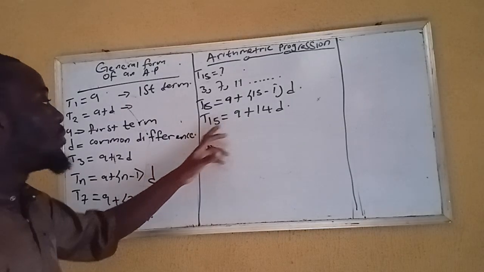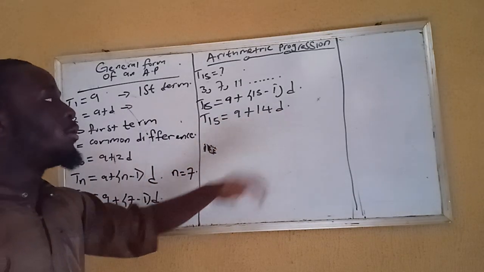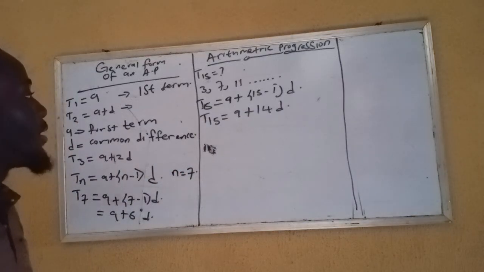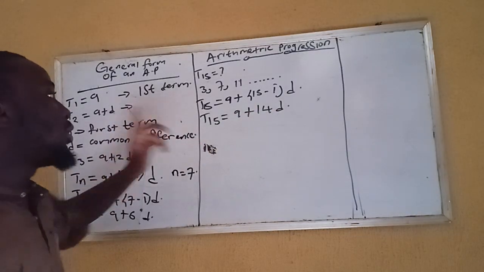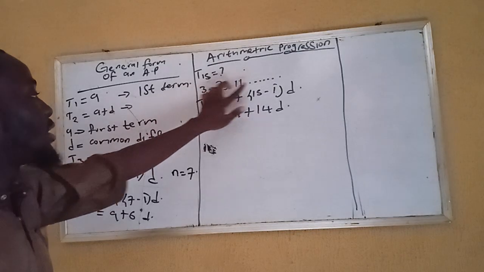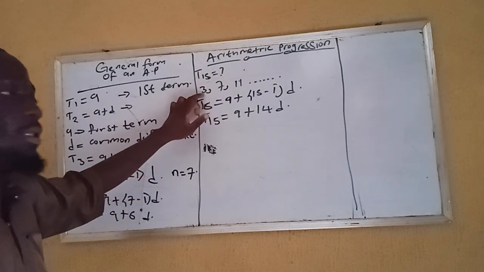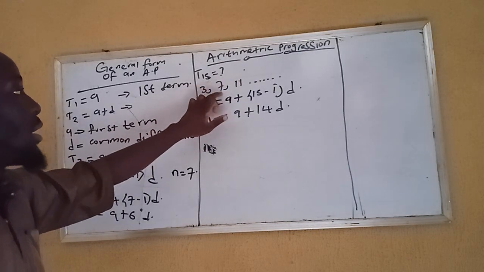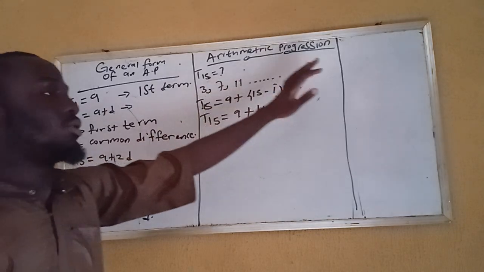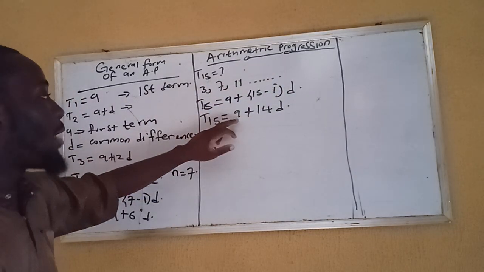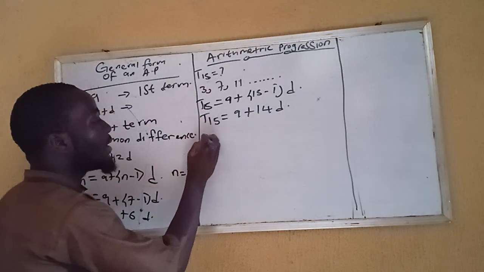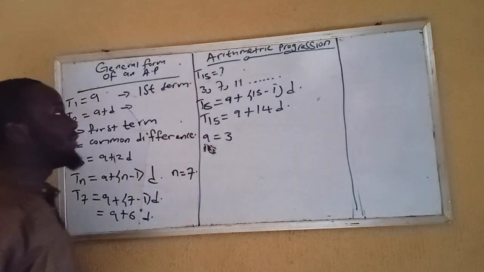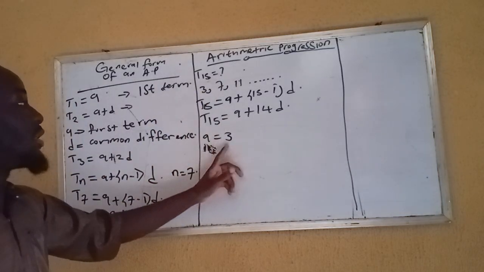Since T15 is equal to A plus 14D, then to get our T15, we need the value for A and the value for D. A is the first term, and D means common difference. We are given a sequence. What is the first term right here? This is 3, the first term, this is the second term, this is the third term, and so on. Since our A is our first term, definitely A is equal to 3. We've gotten our A.